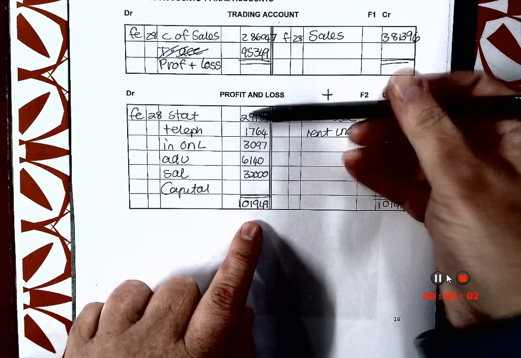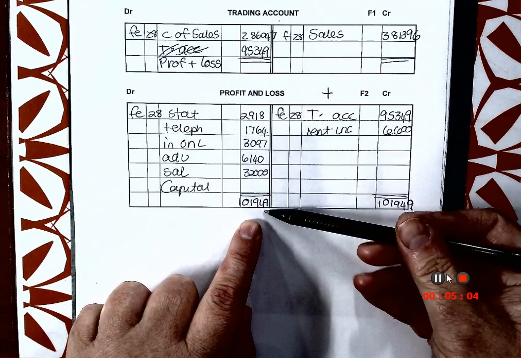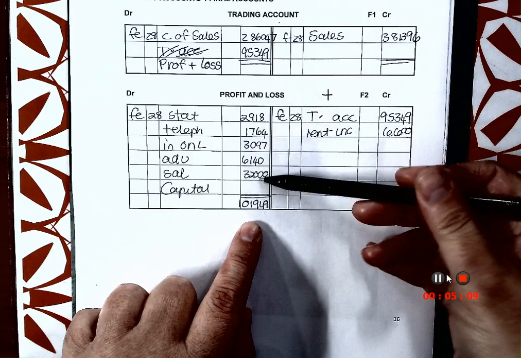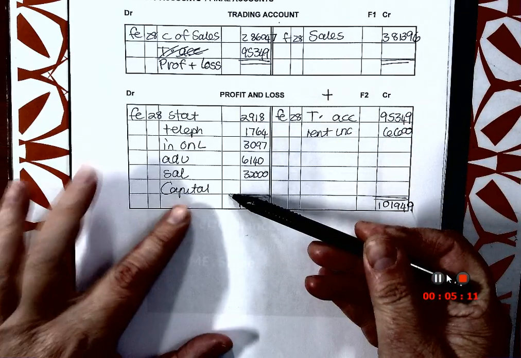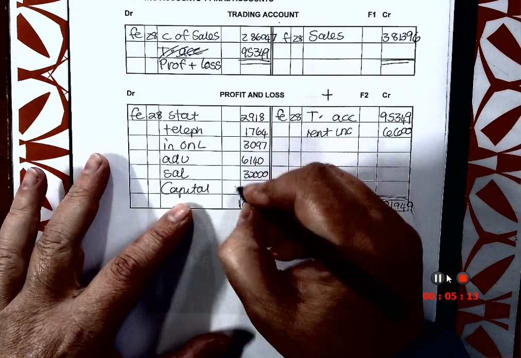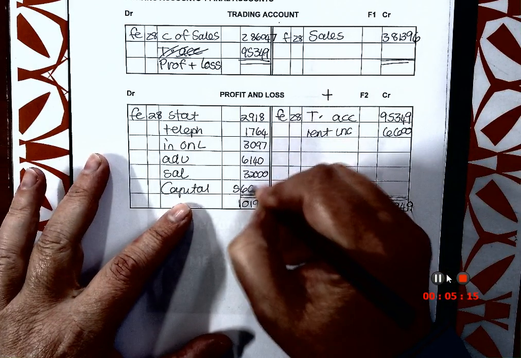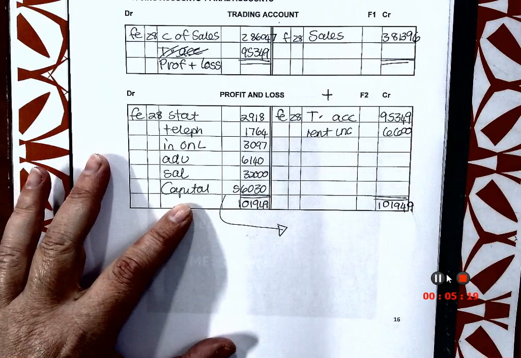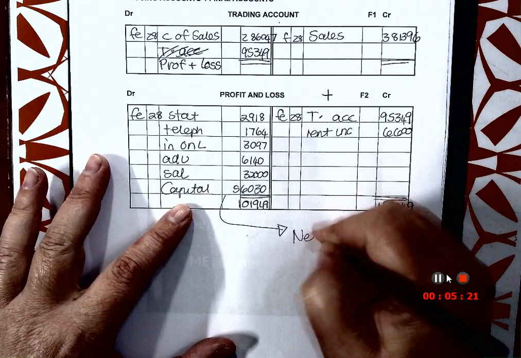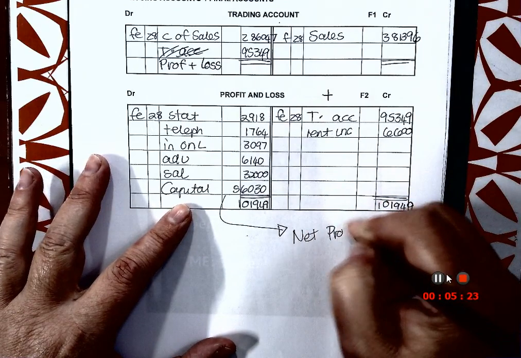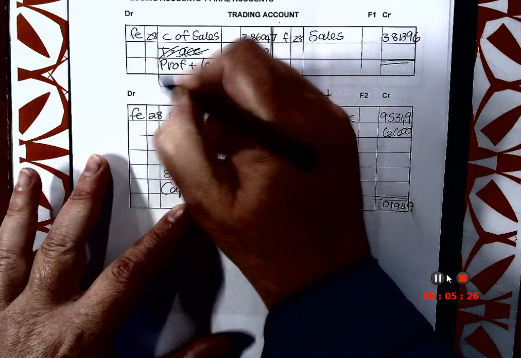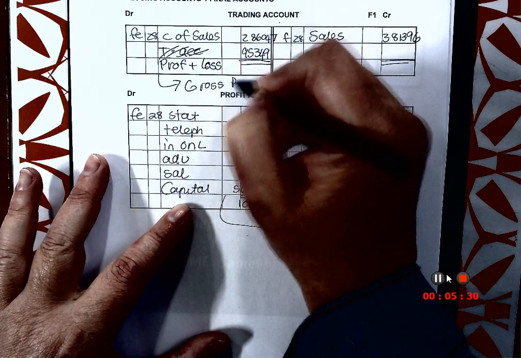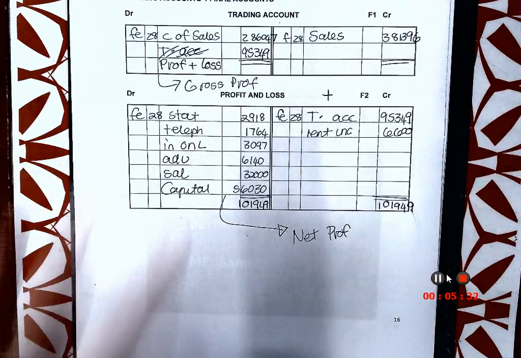Balance. I will subtract. So I'm going to say 101949 less, equals 56030. And what is that 56030? This is my net profit. And remember I said that one there is my gross profit. Some people say gross profit, but that just sounds gross.